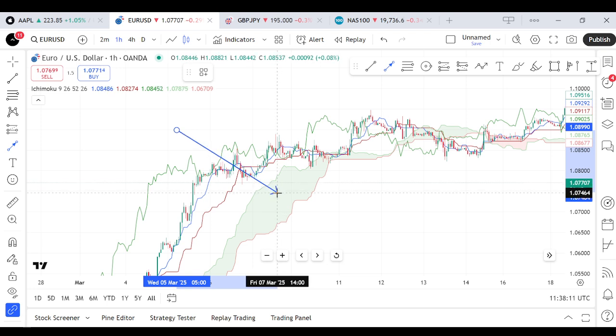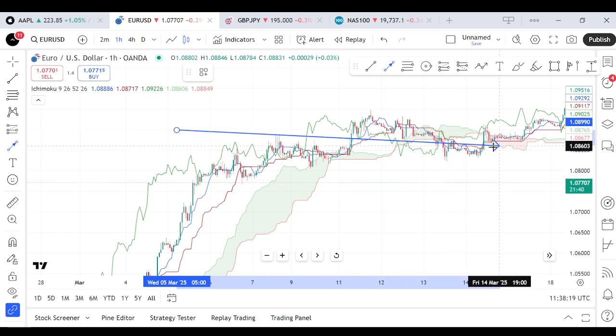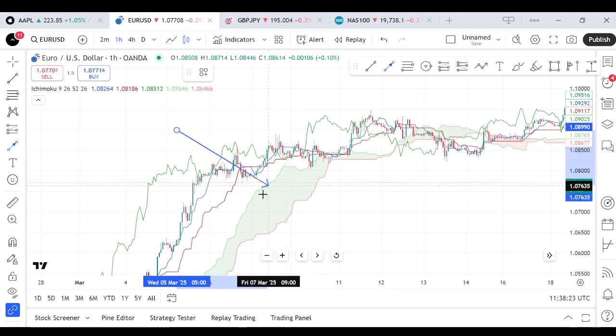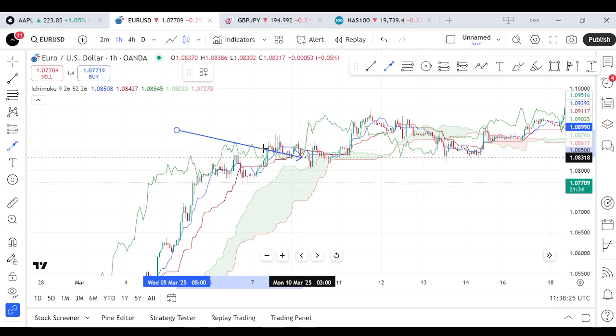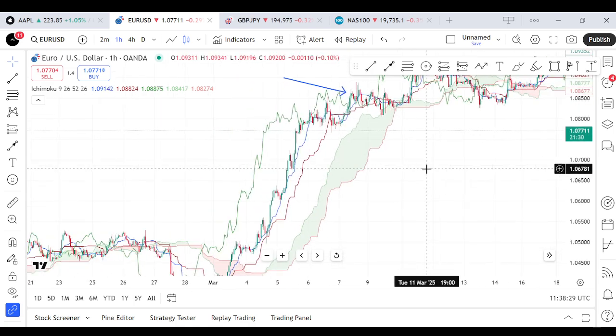Also, price below the cloud indicates a bearish trend. Price within the cloud, as you can see here, indicates a ranging market or consolidation. So as you can see here, we are above the cloud, so this is a bullish market. So that is the first step, identify the primary trend.